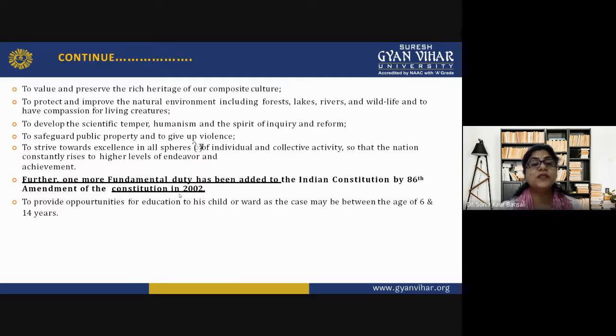to strive towards excellence in all spheres, individual and collective activities, so that the nation constantly rises to higher levels of endeavor and achievement. Further, one more fundamental duty has been added to the Indian Constitution by the 86th Amendment in 2002. That was to provide opportunities for education to his child or ward, as the case may be, between the age of 6 to 14 years. So this has been declared as a fundamental duty by the Constitution.